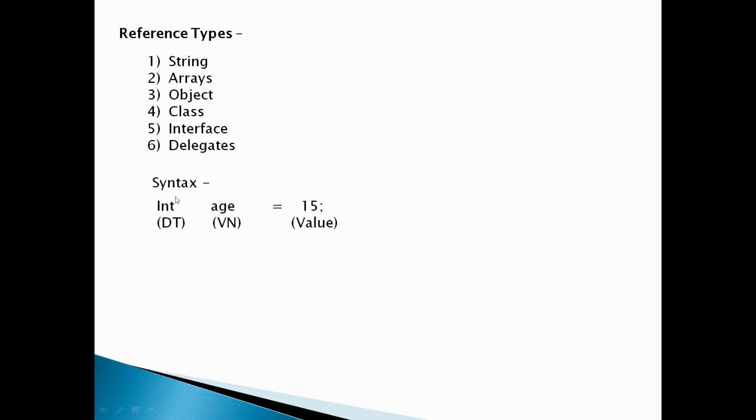First we need to provide the data type which we want to use, which is integer in this case, and give it a name, which is also called the variable name, here age, and the value that you want to store in this variable, which is 15. We'll be doing it in Visual Studio. Let's switch to Visual Studio.